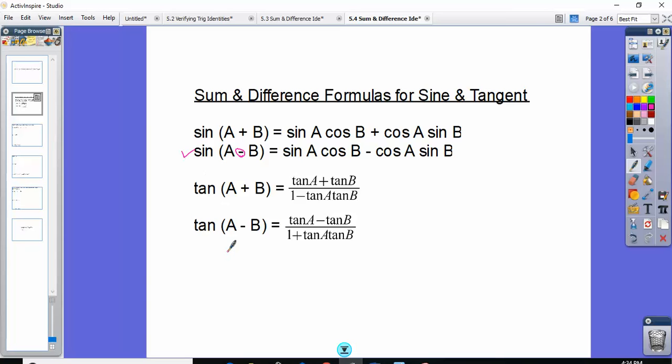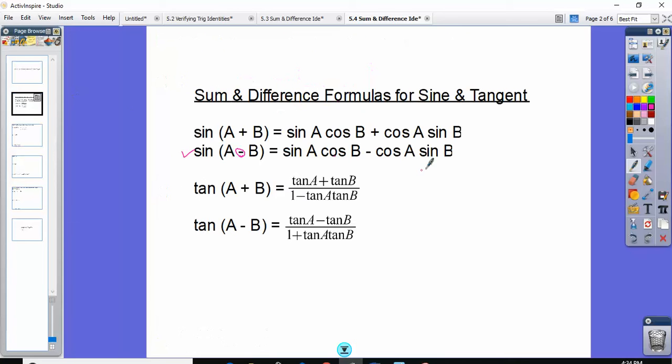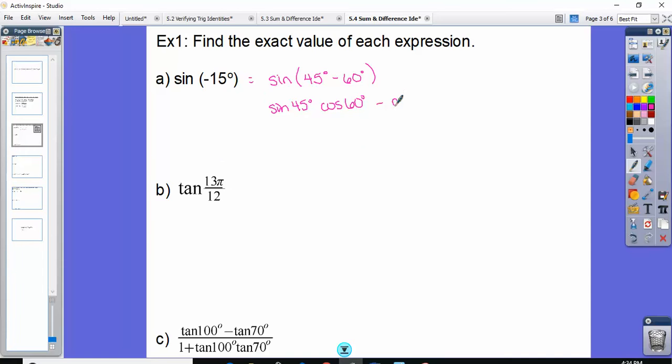So I'm using this formula. So it's sine of the first, cosine of the second. So that would be sine of 45, cosine of 60, minus cosine of the first, sine of the second. So minus cosine 45, sine of 60.